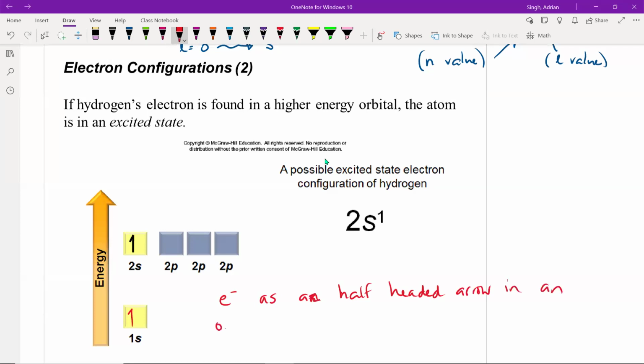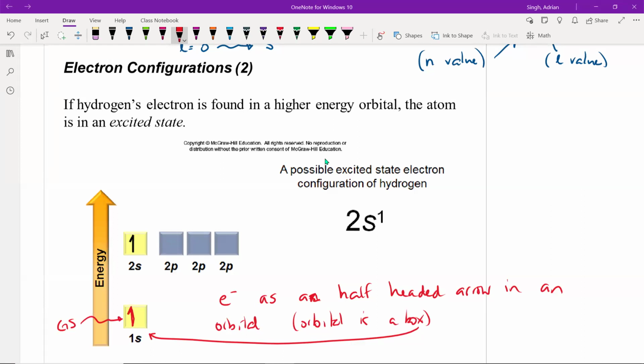In an orbital. Okay, and the orbital there would be just a simple box, which is this thing. So in the ground state, this is where that one electron is. We put it in as a half-headed arrow, pointing up typically. Now, if we excite that electron, we give it some energy, that electron can jump to a higher energy level, such as up into the 2s orbital, and then it would have an electron configuration of 2s1.